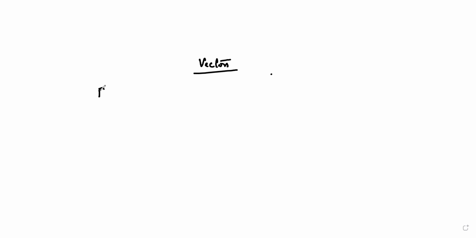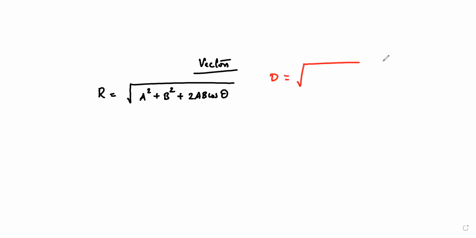See, let us say there are two vectors A and B. The resultant of those vectors will be R equal to root of A square plus B square plus 2AB cos theta. Similarly, the difference between those two vectors is given by root of A square plus B square minus 2AB cos theta. So these are two things that you need to know.